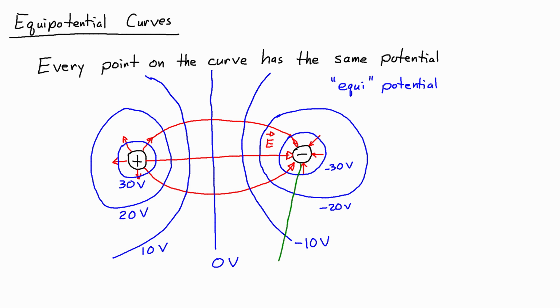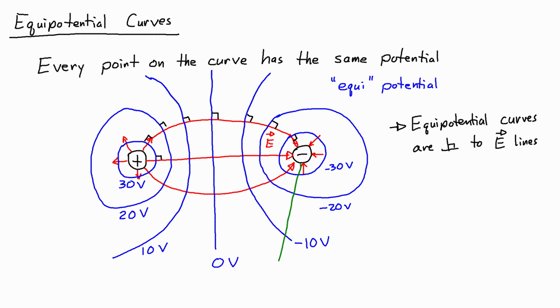One of the key ideas here is that equipotential curves are perpendicular to electric field lines. So anytime an equipotential curve in blue crosses a field line, it should actually be perpendicular. And so I've tried to do that here, and we just try our best, basically.